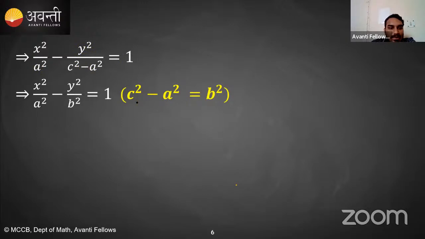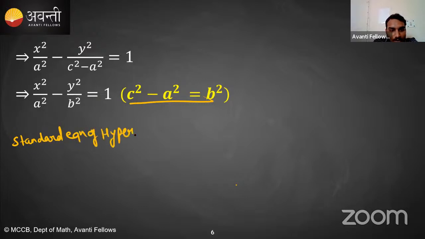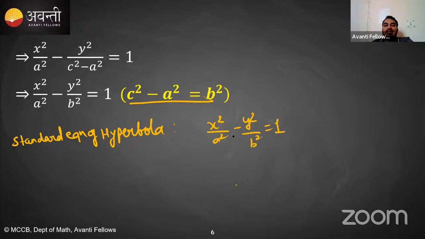Okay. And we assume that c square minus a square is equal to b square. So at last we will get x square by a square minus y square by b square equal to 1. So this is the standard equation of hyperbola. The standard equation of hyperbola is x square by a square minus y square by b square is equal to 1. Clear? This is the equation of the standard hyperbola.